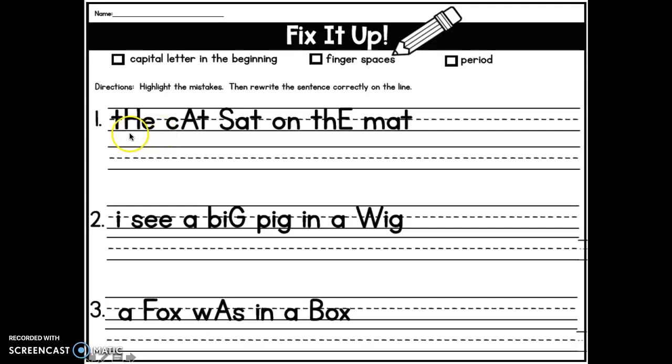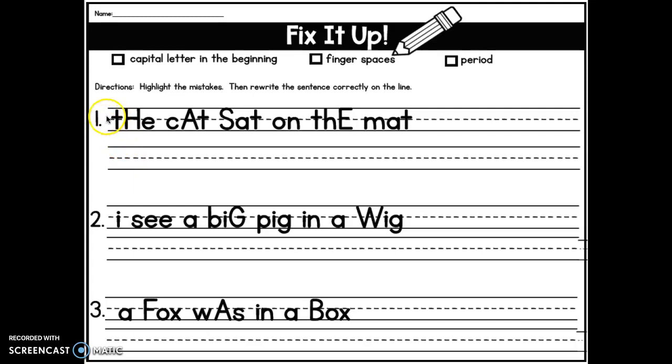Here's an example. I see that this is the word the, but I know that all sentences start with a capital letter. So I need to make this T a capital letter. And I see that this H is already a capital letter, but it should be a lowercase letter. So I'm going to highlight this too because that's a mistake too. Then on this line, I would write the word the right way in the beginning of a sentence with a capital T, a lowercase h, and a lowercase e.